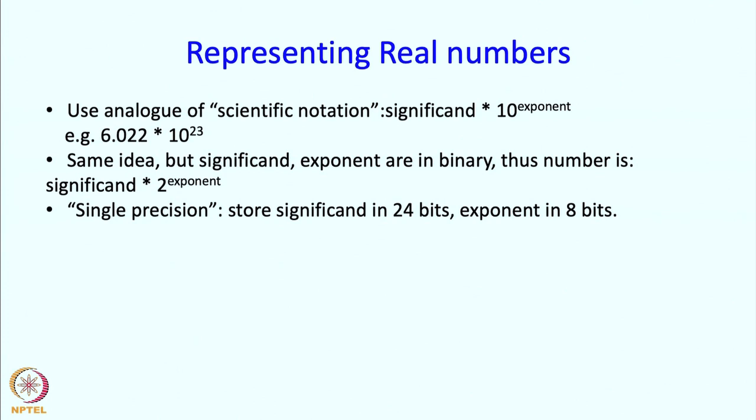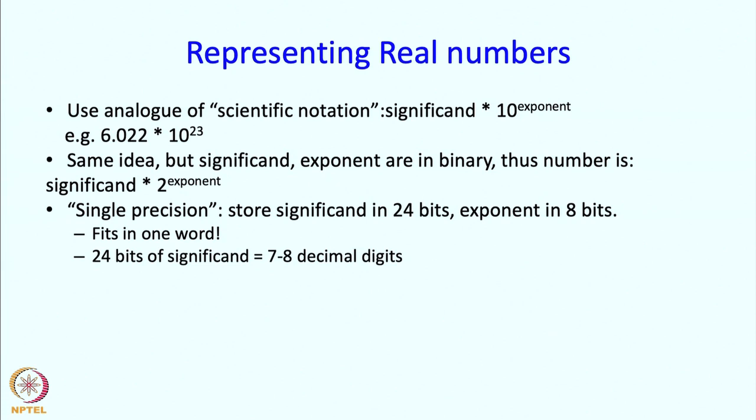Now, why are we choosing these numbers for single precision? Well, it turns out that these numbers have been found to be good in practice. And one other reason is that 24 plus 8 is 32, which is one word. So a single precision floating point number, as it is called, fits in one word. I should also say that 24 bits of significand really represent a precision of 7 or 8 decimal digits.